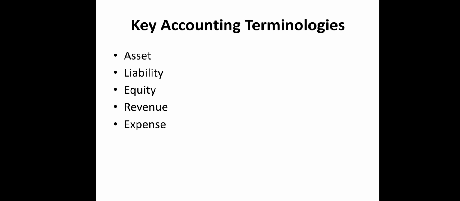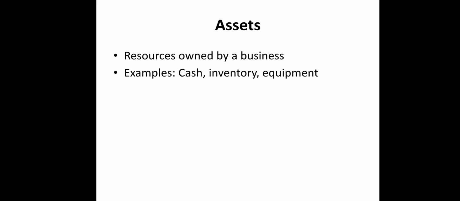The key accounting terminologies. Here are the five foundational accounting terminologies. Assets, something you own. Liability, something you owe. Equity, your ownership in the business. Revenue, money you make. Expense, money you spend. Let's now explore each one in more detail with examples.